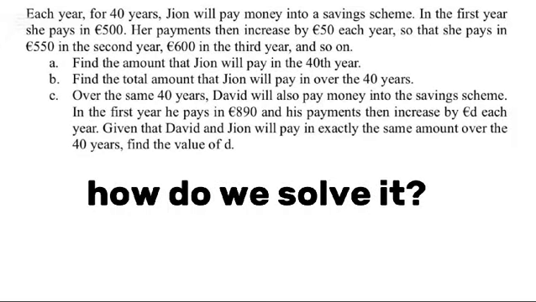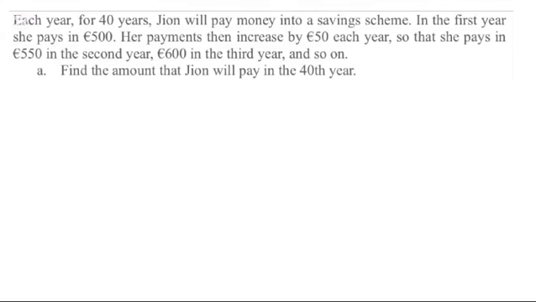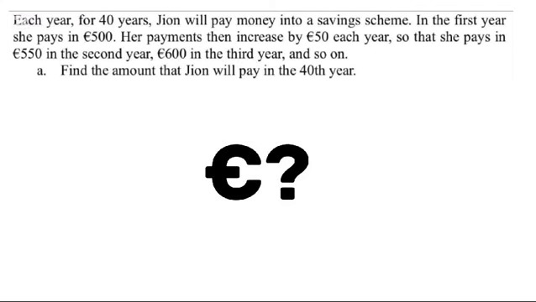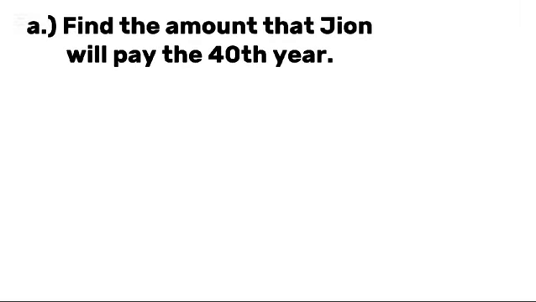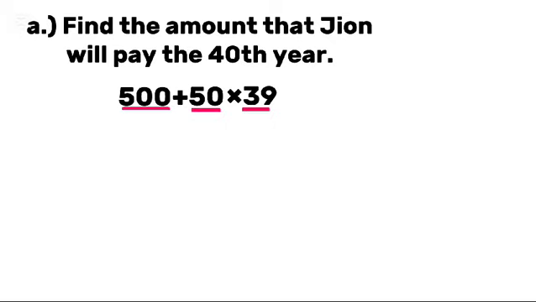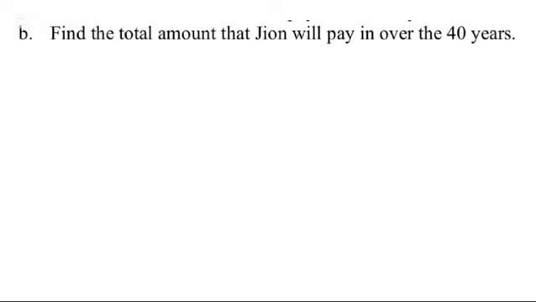Let's jump right into this. Now, the actual question asks, how much money did she pay in her 40th year? So in her 40th year, it would be 500 plus 50 times all the years she's been paying 50. Therefore, the amount of money that she pays would be 39 times 50 plus 500, or 2,450.